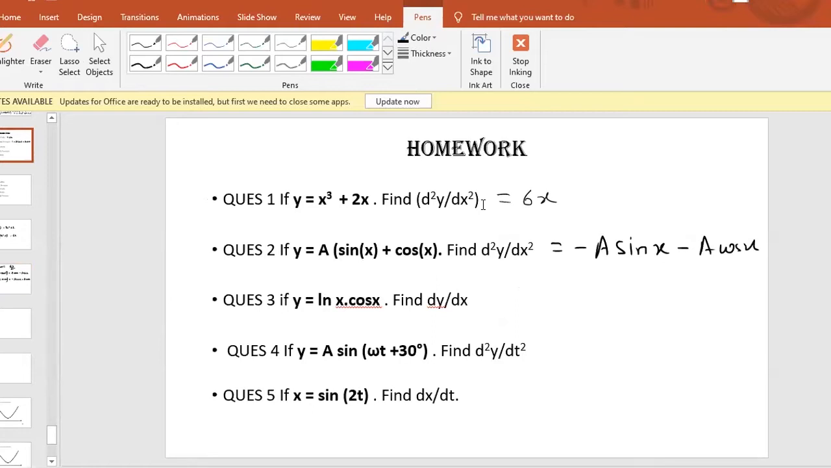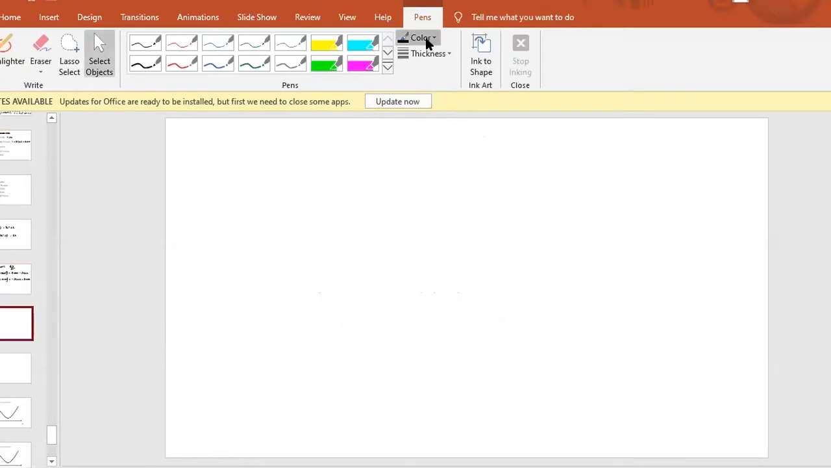Fine. Next problem is log of sin x into cos x. Y is equal to log x into cos x. We have to find dy by dx. So here we have two functions which are multiplied. When they are multiplied, which rule are we using? Chain rule, we have to use.